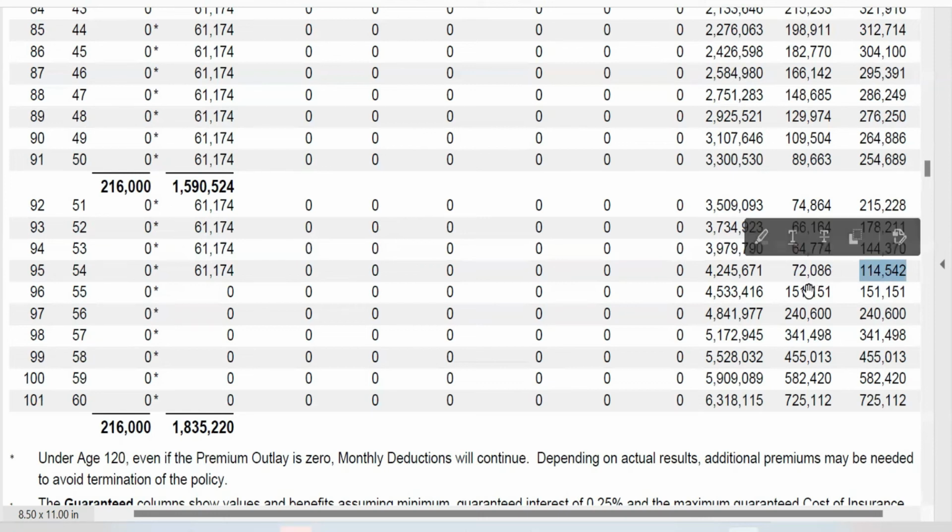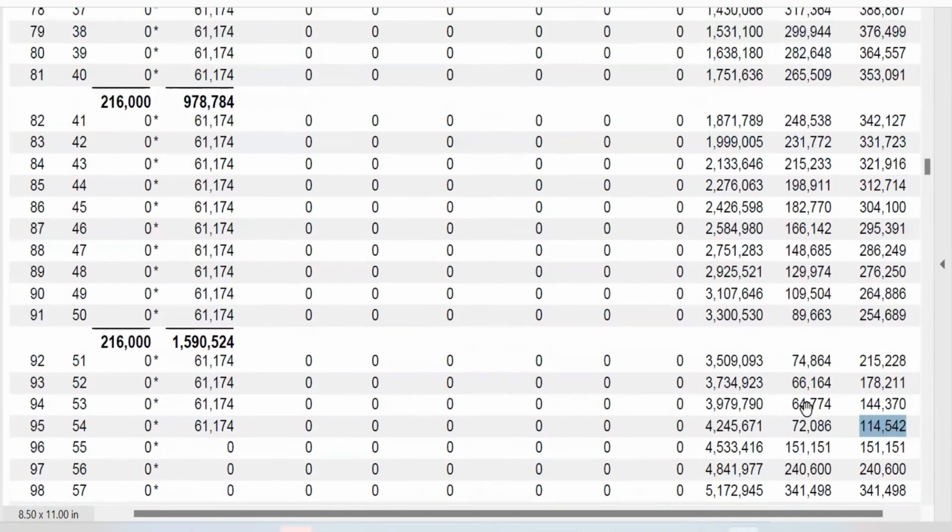Now, let's say he lives longer than that and he doesn't pass away that early. He still has money growing in the policy. So, guys, this is what I'm talking about. This is how we structure these accounts for retirement.